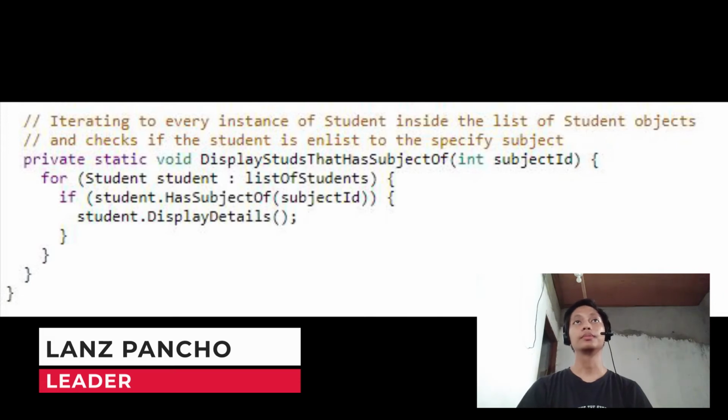And inside the loop, we have an if block that will check if the student has an enlisted subject relating to its subject ID. When this condition is true, we just call a method of a student object to display the information with the enlisted subjects.